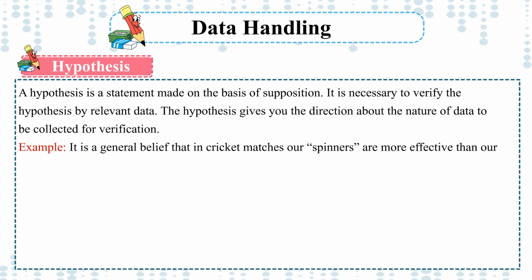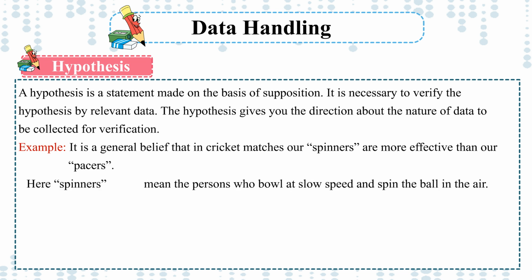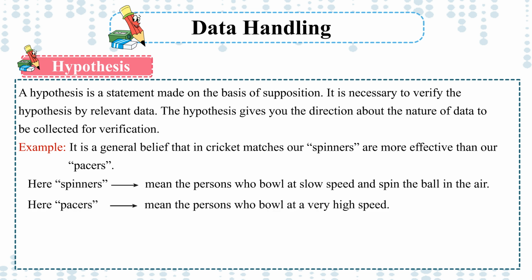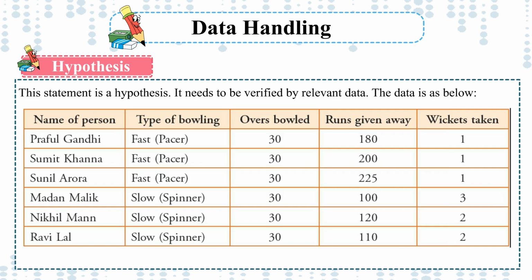Example, it is a general belief that in cricket matches our spinners are more effective than our pacers. Here spinners mean the persons who bowl at slow speed and spin the ball in the air. Here pacers mean the persons who bowl at a very high speed. This statement is a hypothesis. It needs to be verified by relevant data.